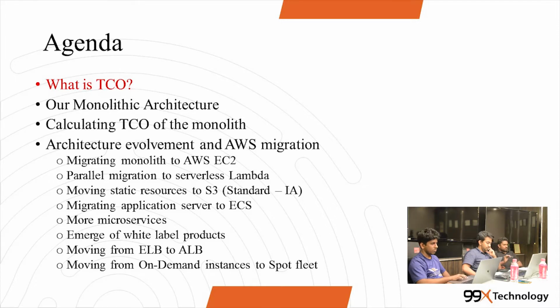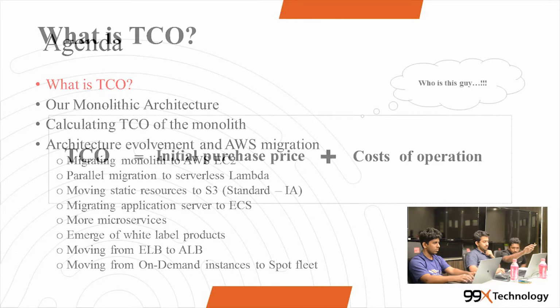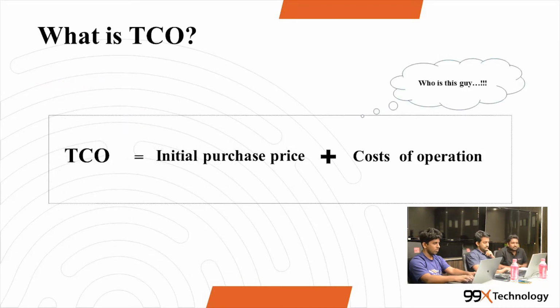quantifies the cost of the purchasing across the product's entire life cycle. That means, as you can see, this TCO is the initial purchase price plus cost of operations. This is not actually a thing only for the software world. You can use this for real world applications also. We will explain this in detail in the next slides.